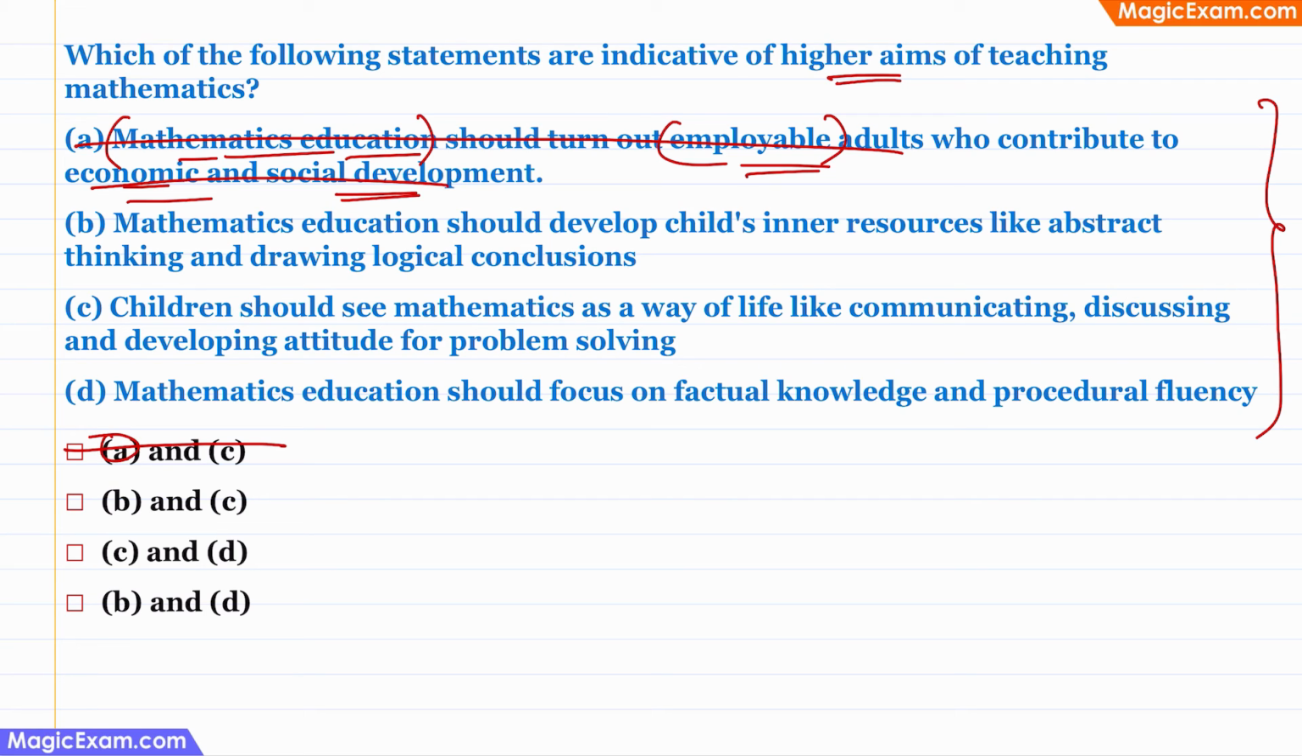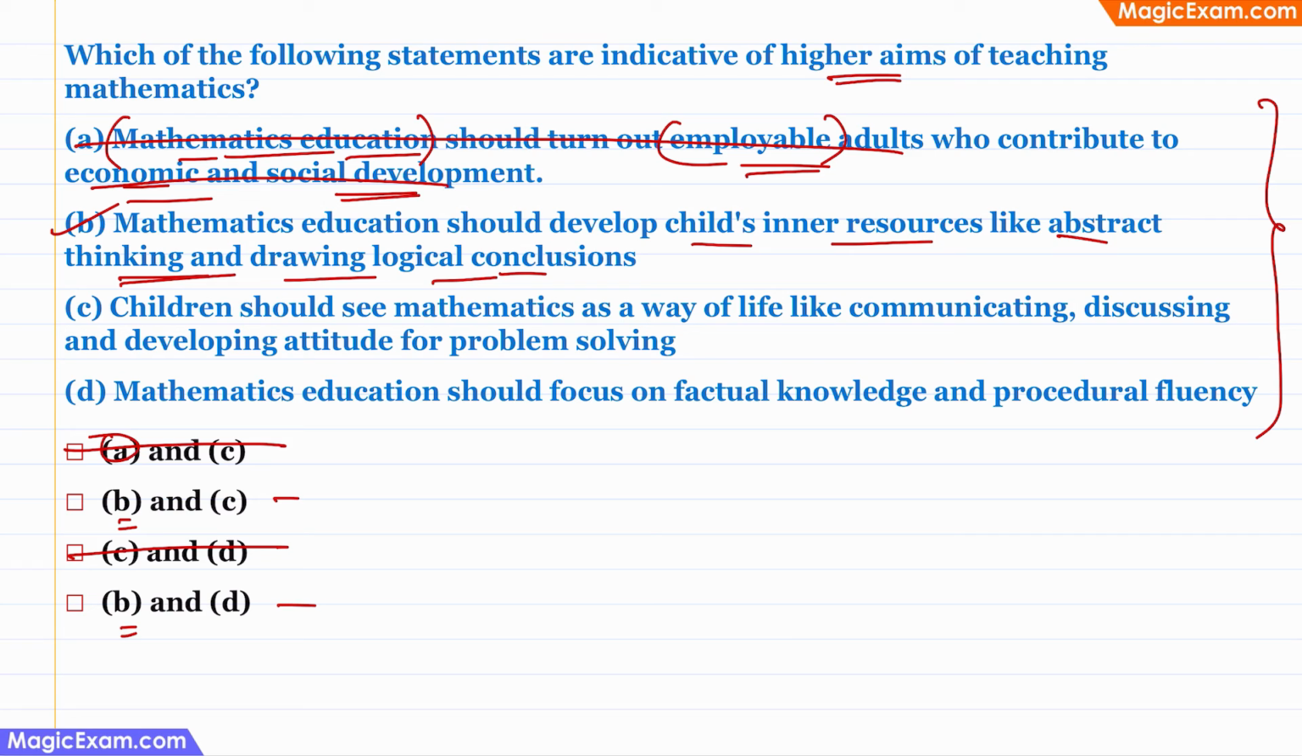Next, mathematics education should develop the child's inner resources like abstract thinking, drawing logical conclusions, etc. So this is a correct statement because you don't want to just teach mathematics to children. You want to make sure that the mathematics is used for them in abstract thinking and logical conclusions or logical thinking. Therefore, B is correct. So if B is correct, we can see that option 2 and option 4, which have B in it, right? Both of these can be the correct answer, which means that we can eliminate option 3.